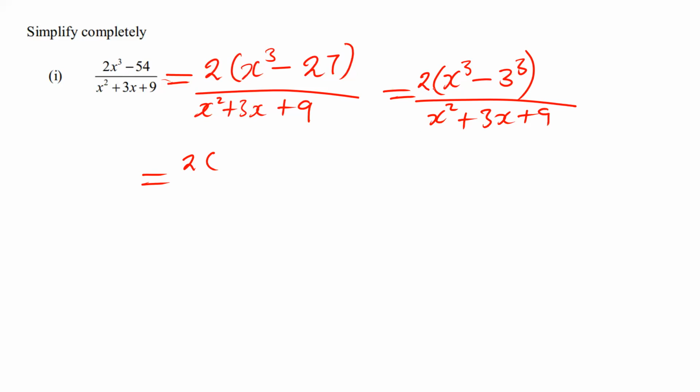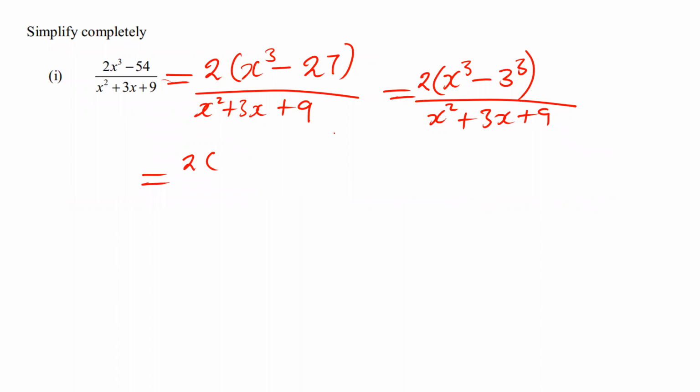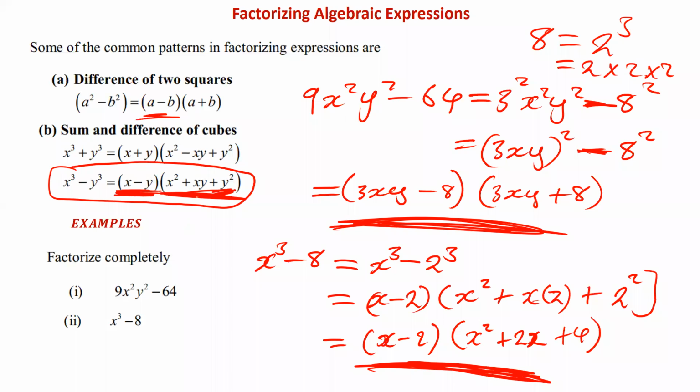And how can we simplify this? By using the previous equations that we have here. In this equation, we said the first set of brackets should have a minus in between. The second set of brackets should always have plus in between them. So we have 2 outside, and then the first set of brackets will have x minus 3. Then the second set of brackets will have x squared, plus 3 times x, which is 3x, then plus 3 squared, which is 9, according to this expression here.